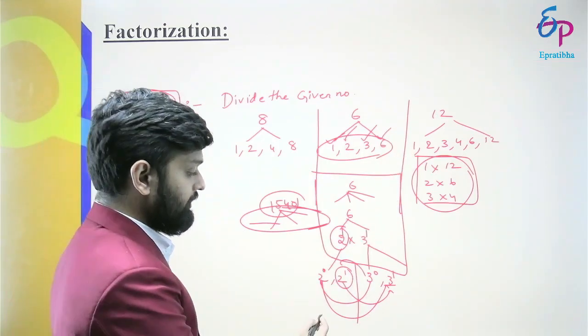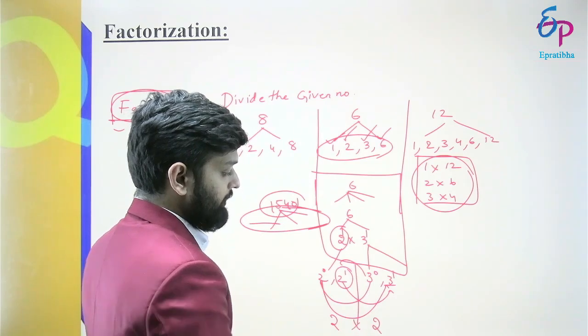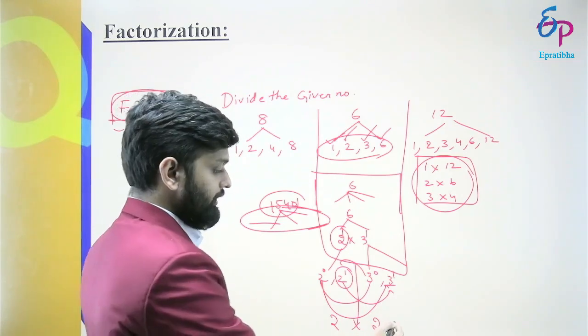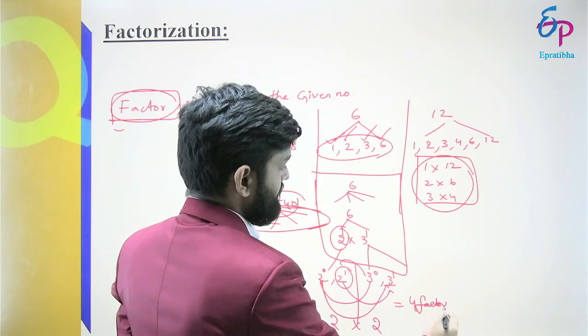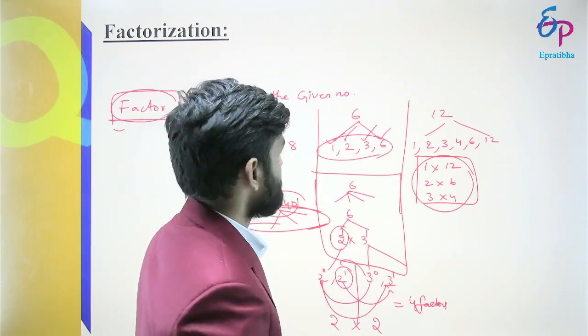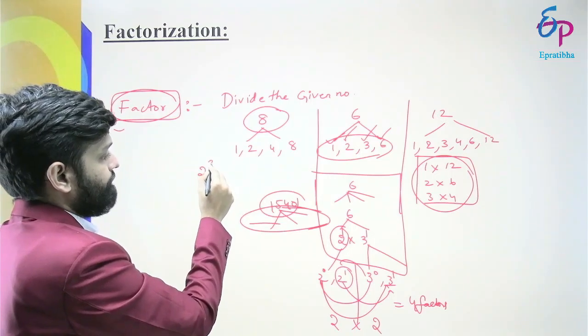So on this side there are two factors, and on this side there are two factors. Whenever you multiply these two, you get a total of 4 factors. What are those 4 factors? They are 1, 2, 3, 6. How can you write this one? You can write this one as 2 power 3.